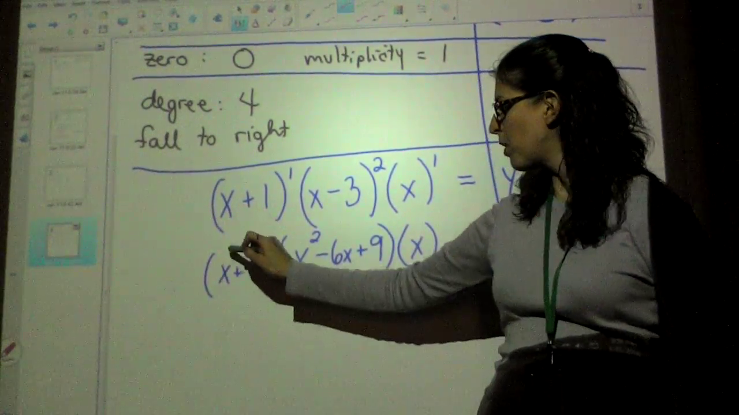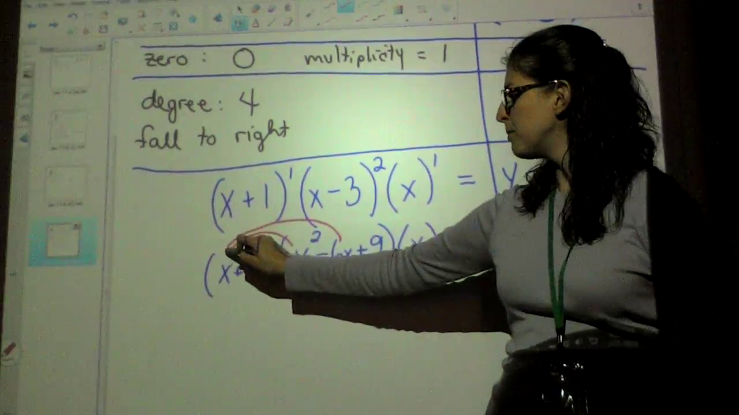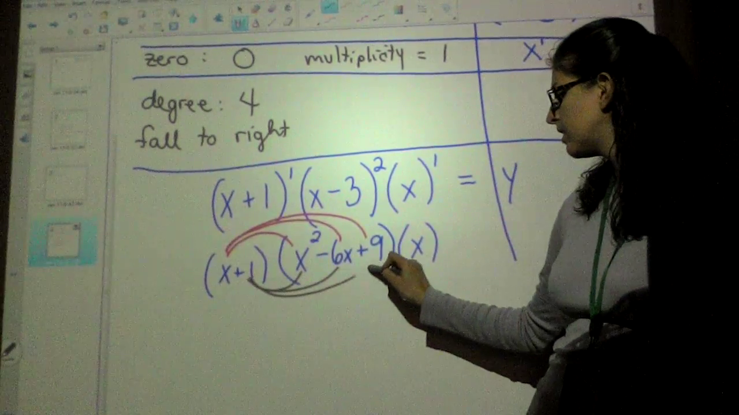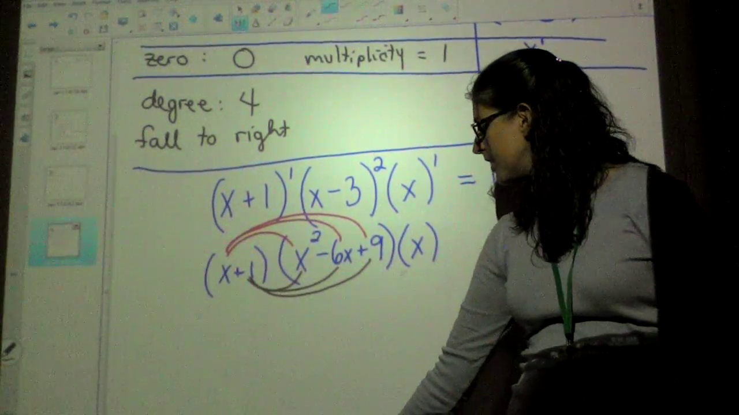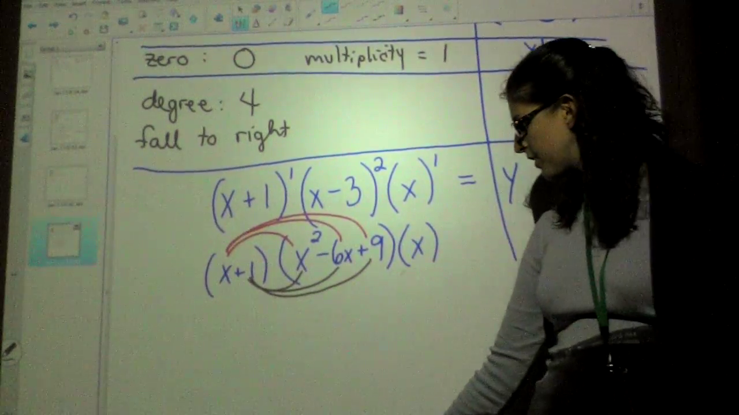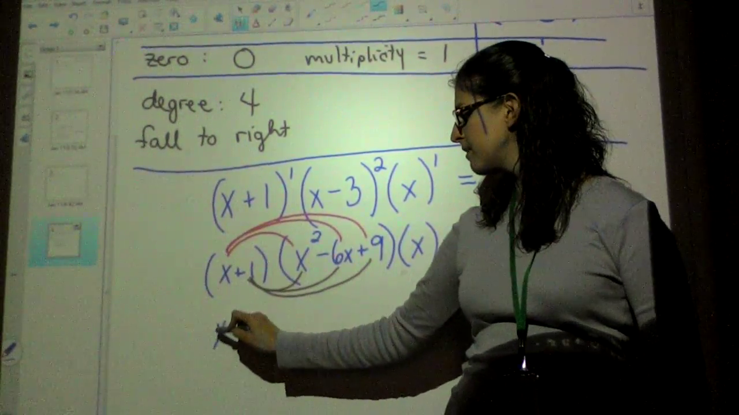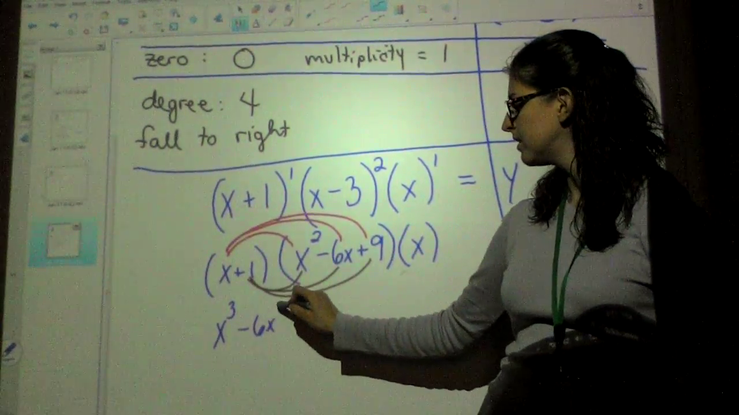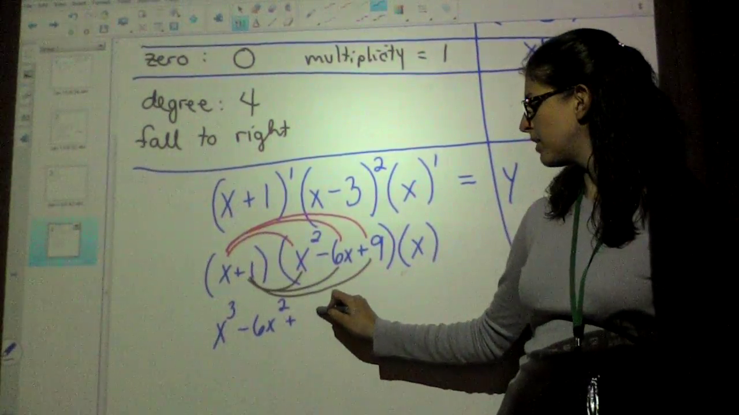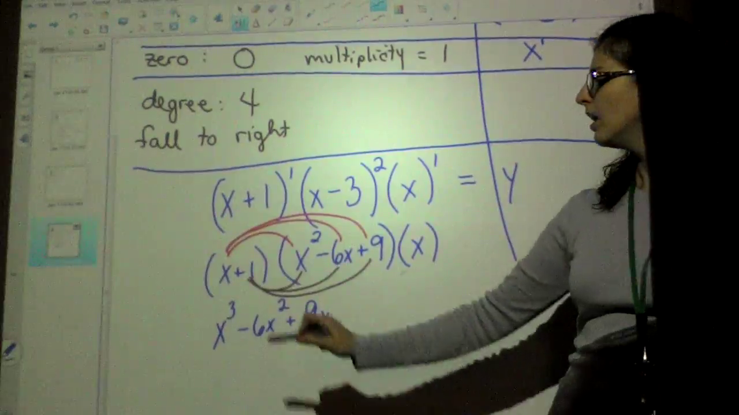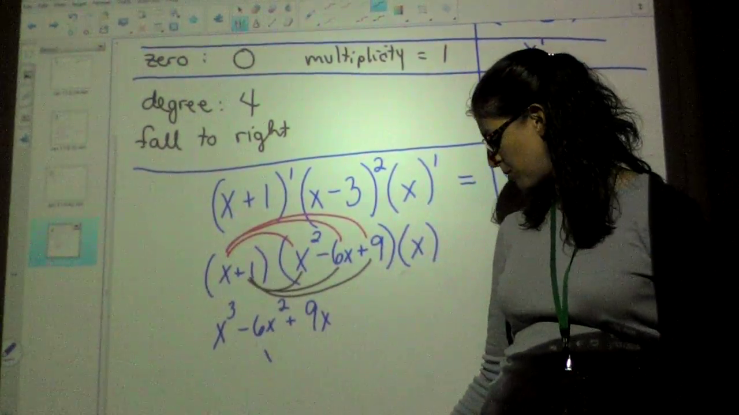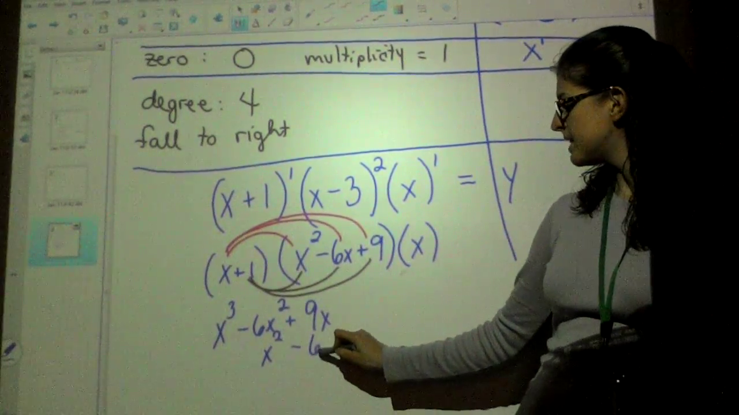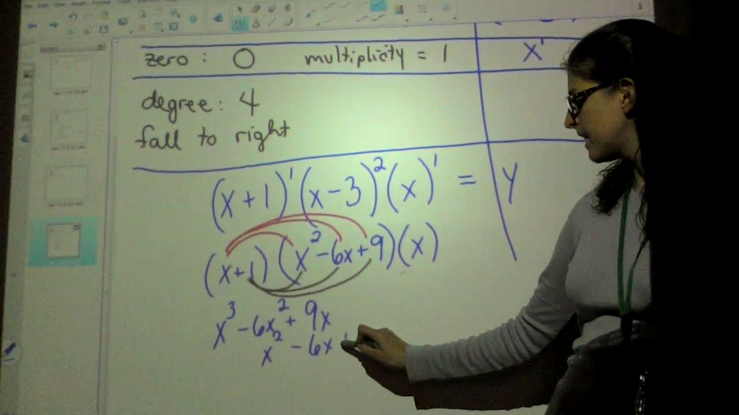Let's multiply the x plus 1 through. So I'm going to multiply everything by x, and then multiply everything by 1, and combine like terms. X times x squared is going to give me x to the third. X times negative 6x is going to give me negative 6x squared. X times 9 is going to give me plus 9x. 1 times x squared is going to give me x squared. 1 times minus 6x is going to give me minus 6x. And 1 times plus 9 is going to give me plus 9.